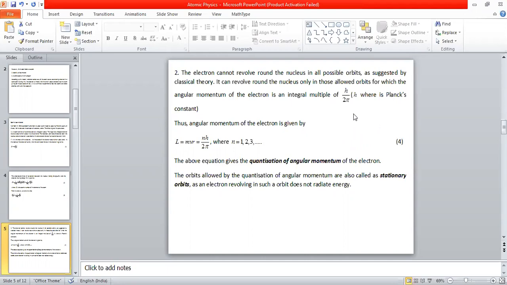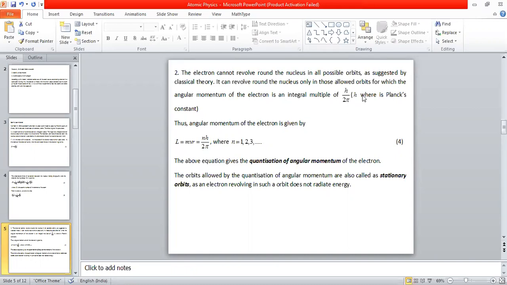And there must be a certain condition for stationary orbits. Okay, I said not all orbits are possible, only some orbits are possible. How do we select some orbits? ಕೆಲವೊಂದು ಆರ್ಬಿಟ್ಸ್ ಗಳ ಮಾತ್ರ ಹೇಗೆ ಸೆಲೆಕ್ಟ್ ಮಾಡ್ಕೊಳ್ಳೋದು? So that is actually because of quantization of the angular momentum. He says an electron can revolve around the nucleus in only those orbits in which the angular momentum of the electron is an integral multiple of h/2π.